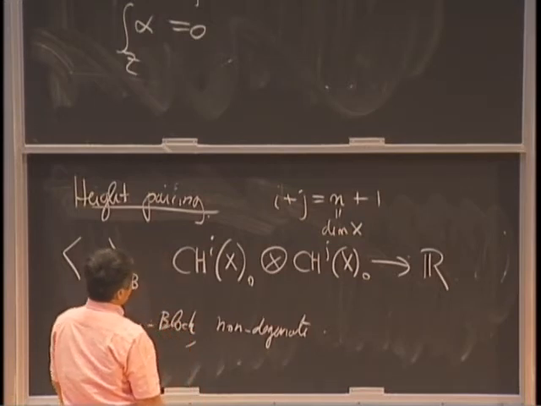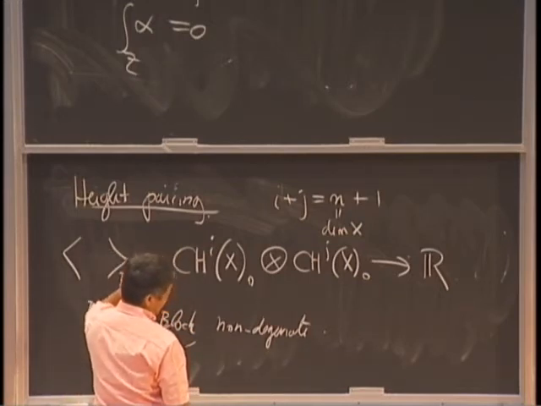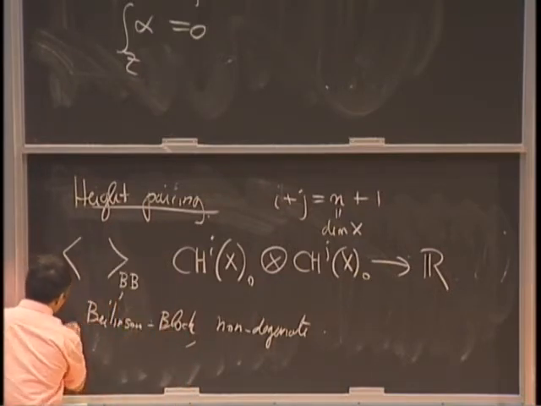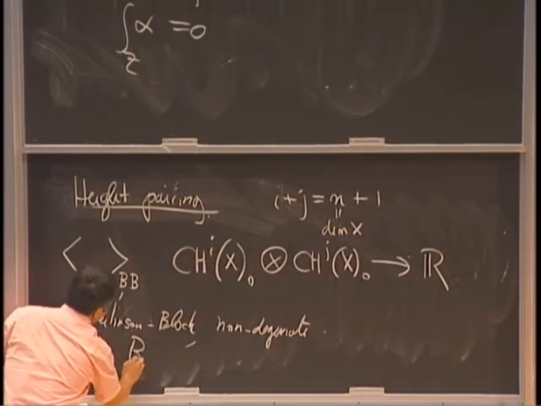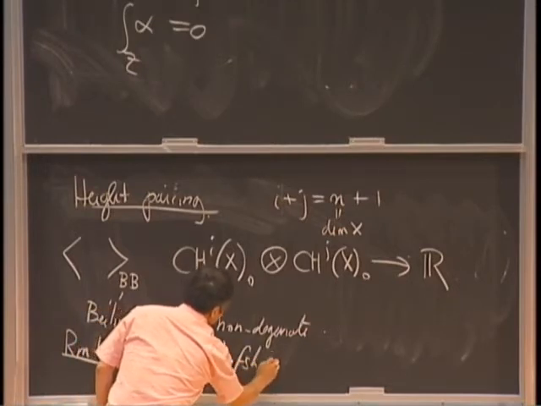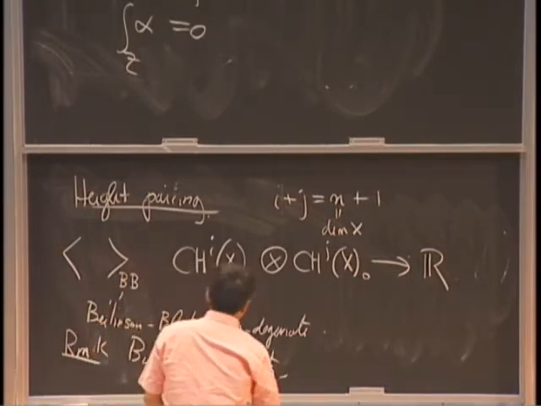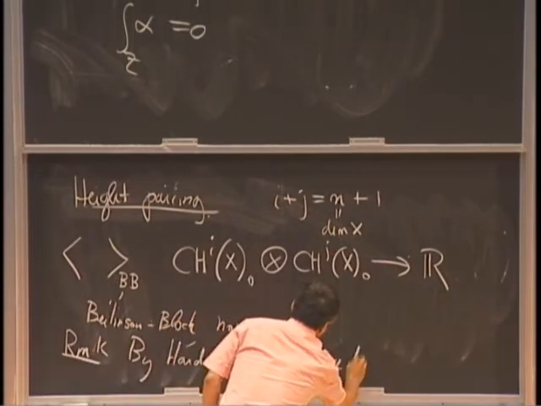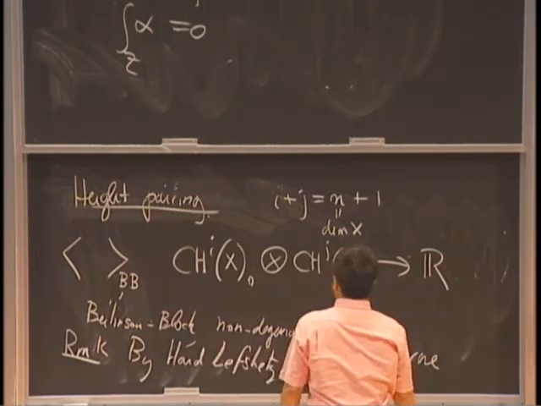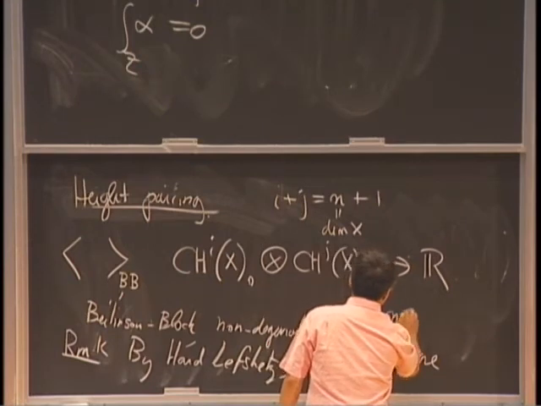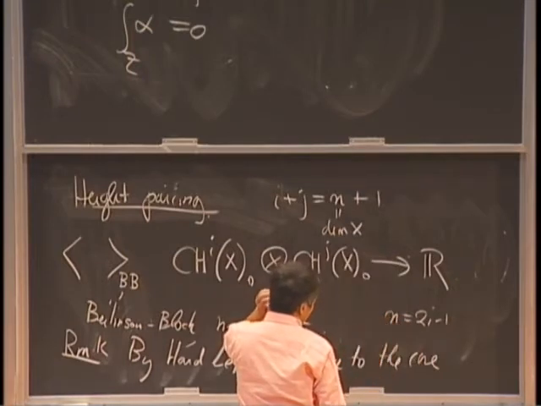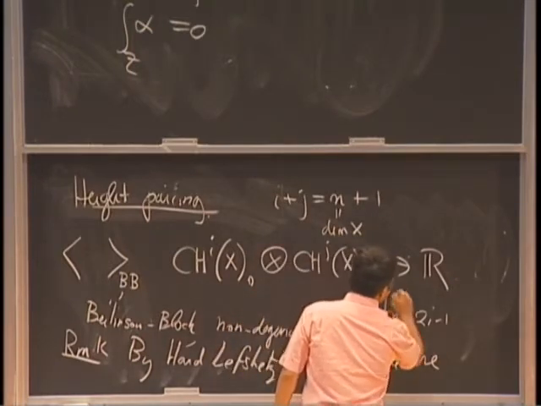Another very important remark is that in this theory you have something called the Hard Lefschetz conjecture. By Hard Lefschetz, you can reduce the study to the case n equals 2i minus 1. Let me see, is that correct? Yes, that's the case you want to study.